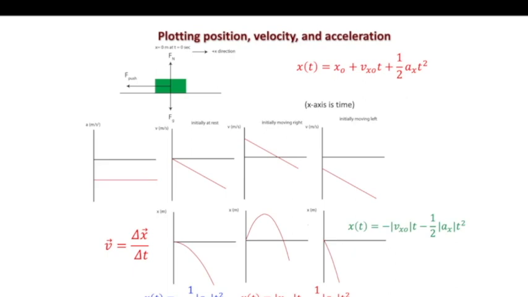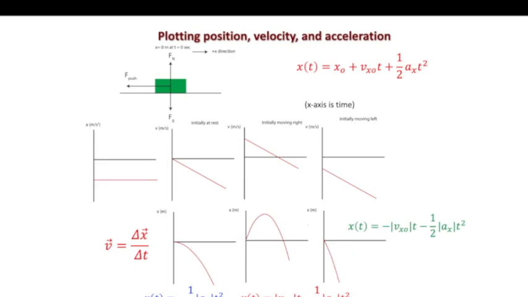So you can see in this middle row, there are 3 different options for the velocity versus time graph. All of them have the same downward, negative slope, but they start at different spots. The first one starts at 0 velocity and then starts moving to the left. Its velocity becomes negative. That would be something at rest that gets pushed and starts moving to the left. The second one is something that initially has a positive velocity, and then that decreases.